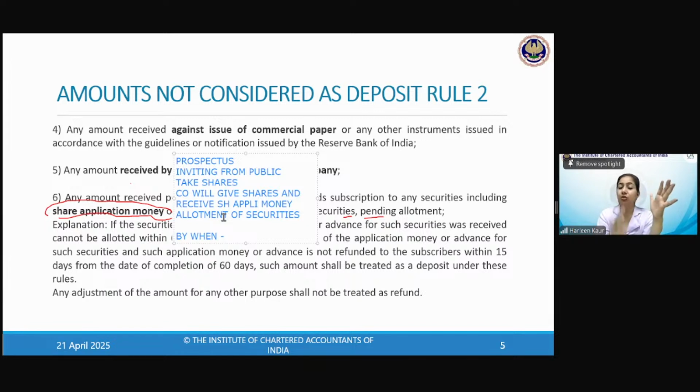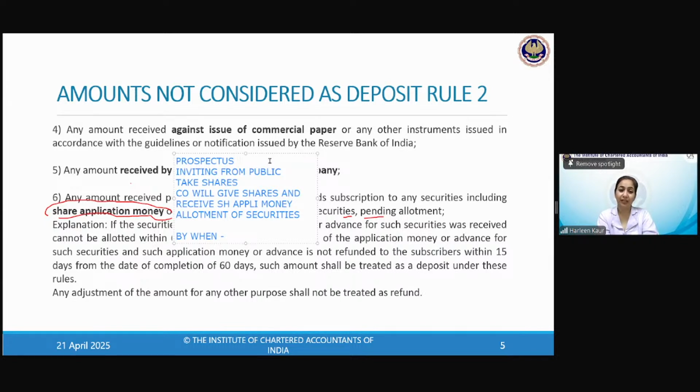Okay, Nisha. So the company issues a prospectus. We invite the securities from the public. The public will come and take the shares in my company. The company will give the shares and receive money. This money is known as share application money. And when the company has received the share application money, the company allots securities. The company is now going to give you the securities. So I'm asking, within how many days should the allotment of securities take place? By when shall the allotment of securities take place if it is a public company?